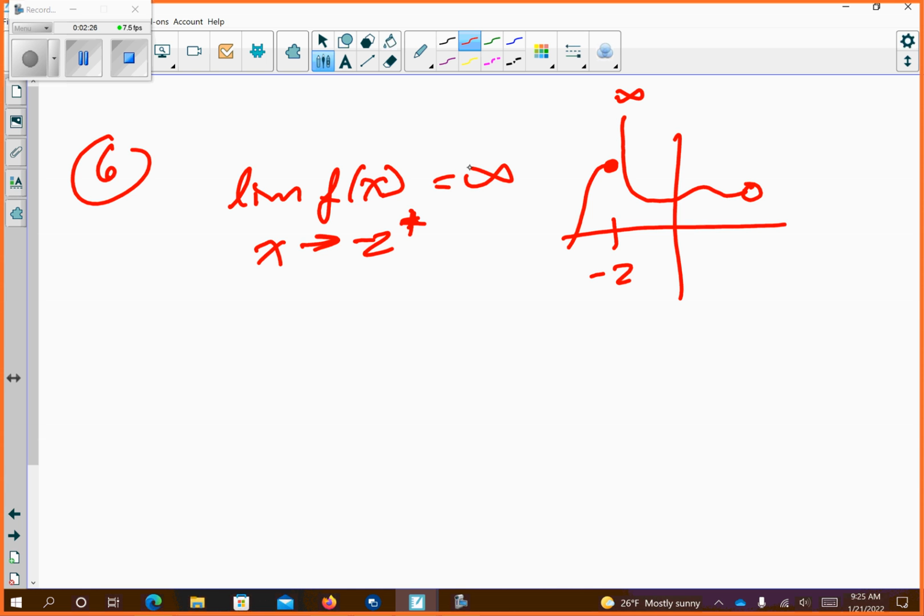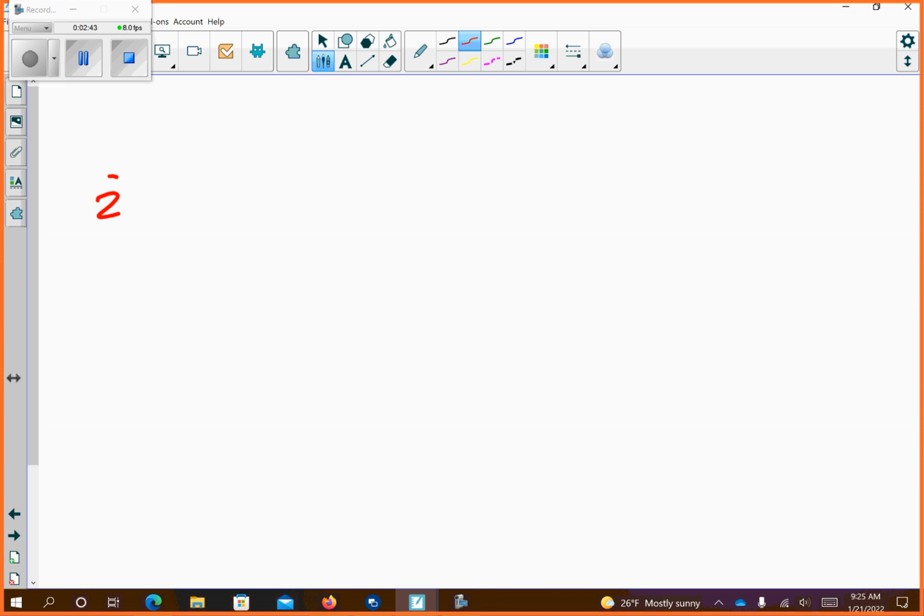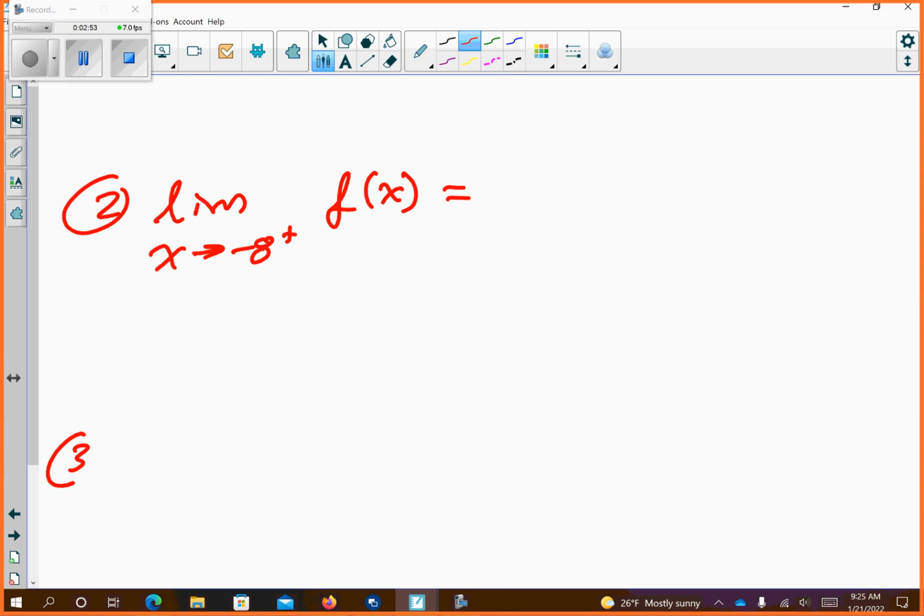So 2 and 3. The 2 is approaching from the right, and 3 is approaching from the left. So I'll just work those both real quick. Number 2, limit as x goes to -8 from the positive side of f of x. And then number 3, the limit as x approaches -8 from the negative side.